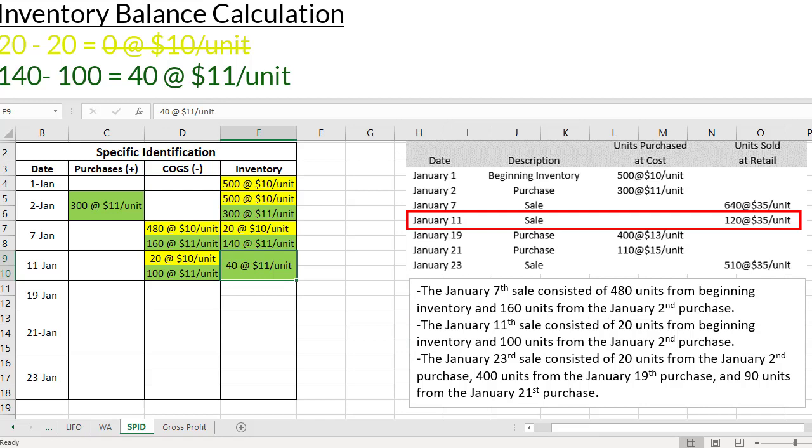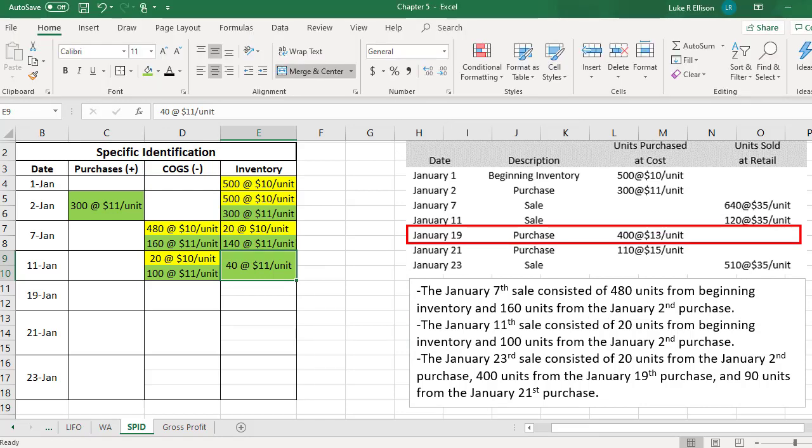Next, on January 19th, we have a purchase of 400 units at $13 per unit. Since we have a purchase, we can record these units in the purchase column. Now we need a new color for the $13 per unit inventory. Let's use orange.